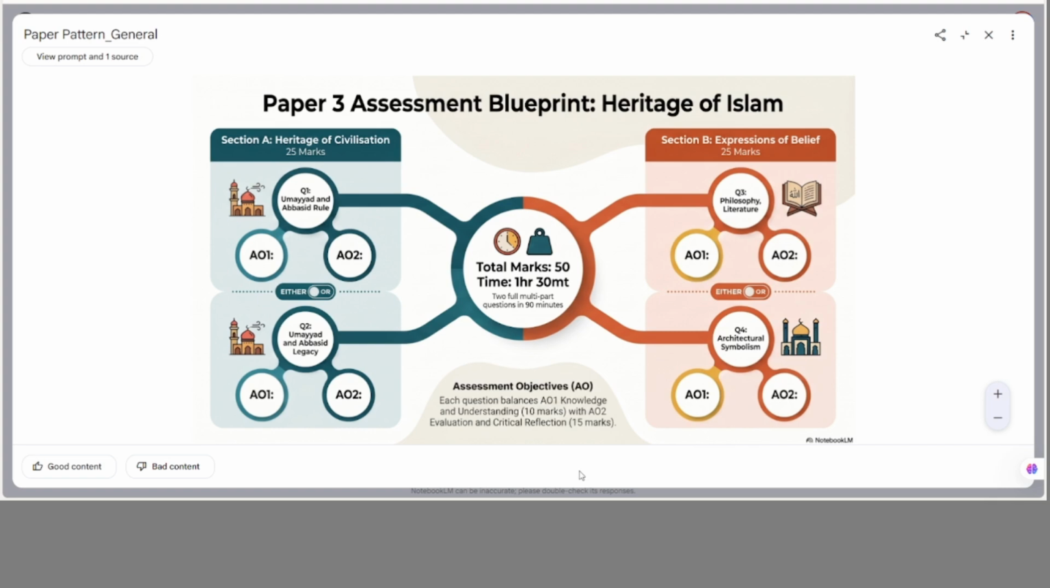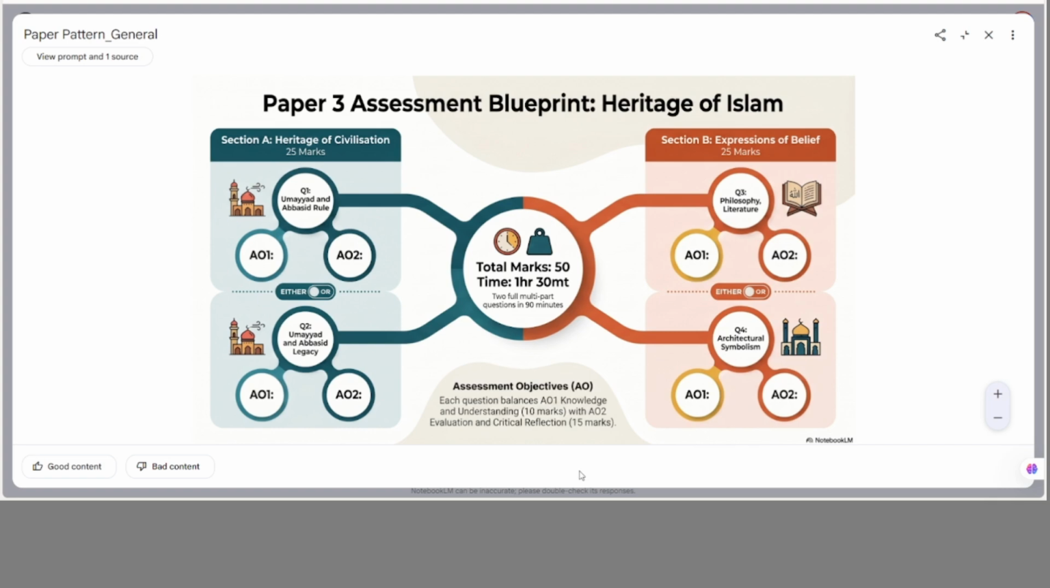But first, in this first slide, I just wanted to tell you that your paper consists of the same pattern, Section A and Section B, as we had in Paper 1 and Paper 2. Section A is the heritage of Islam, and Section B has a different name. Everything is heritage of Islam, but we need to divide the main topic so that it becomes Section A and Section B, and we study each section in a structured way. Got it? In your exam there will be in total 4 questions, and you have to attempt only 2 questions.